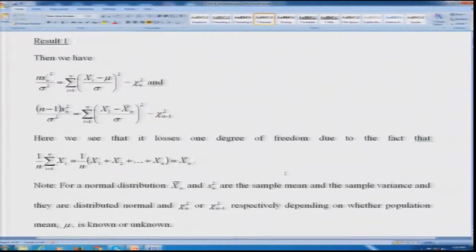So, here we see that we lose 1 degree of freedom due to the fact that the mean value, which is to be found out as the best estimate for the population mean, is given by the sum of all the random variables divided by n. Random variables, which you are picking up for the sample, divided by n, which is the sample size. Note, for a normal distribution, x bar and s square are the sample mean and the sample variance, and they are distributed normally, and chi square n and chi square n minus 1 are the corresponding distributions which we find out corresponding to the case when the population mean mu is known and unknown. If it is known, we do not lose any degrees of freedom. If it is unknown, we lose 1 degree of freedom.